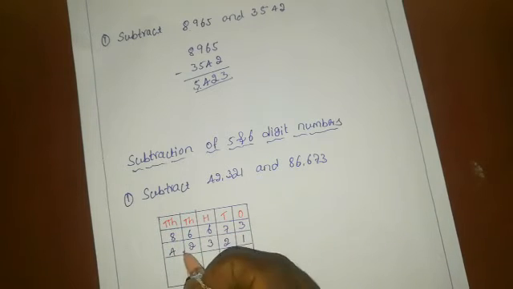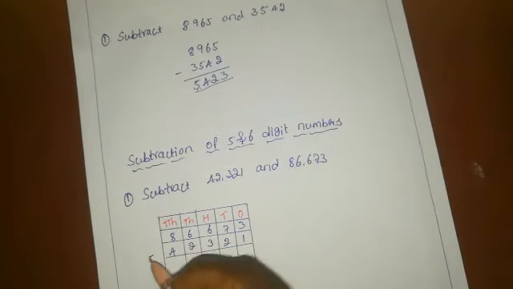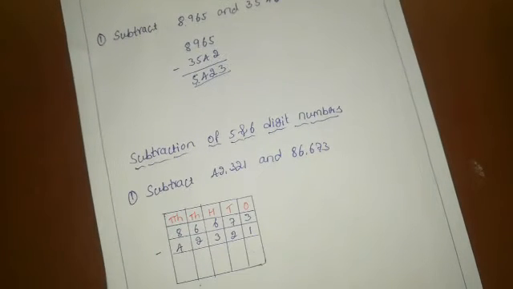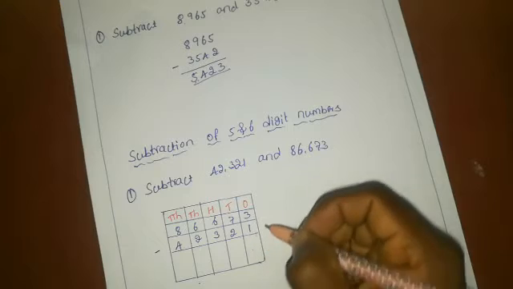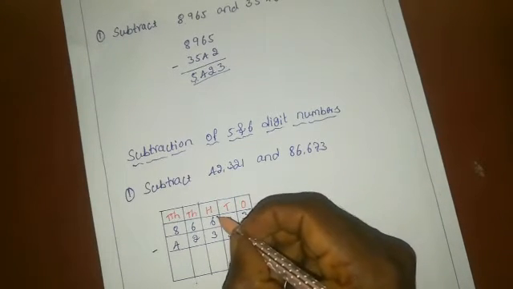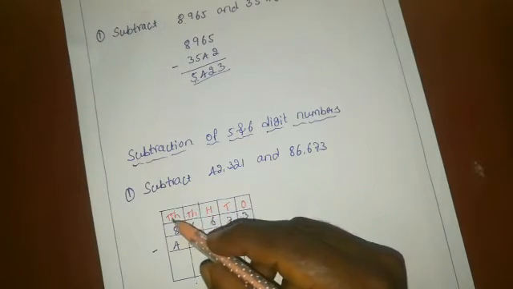Now we have to subtract this from this, which means minus. We know some rules of subtraction: at first we have to subtract the ones column, then the tens column, then hundreds, followed by the thousands and ten thousands.